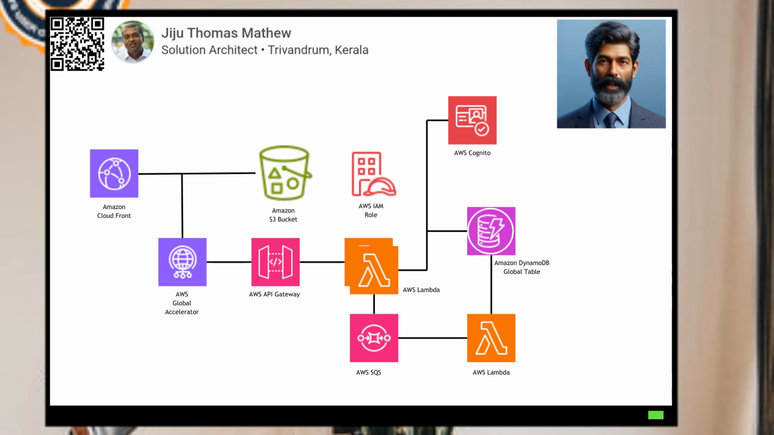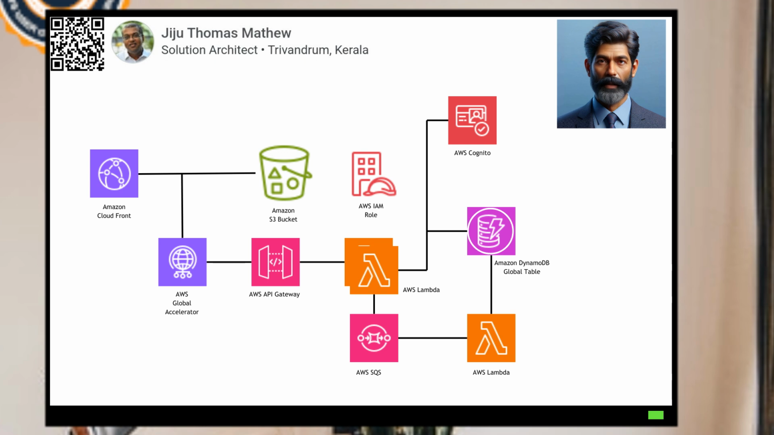Today, we're exploring the architecture of a social game app backend deployed on AWS. This architecture is designed to ensure high performance, scalability, and global availability, providing users with a seamless gaming experience no matter where they are.